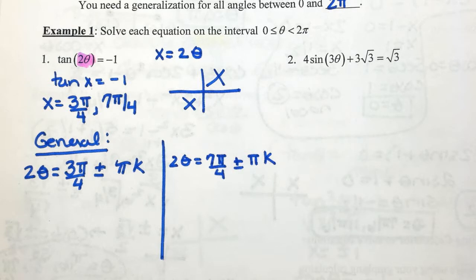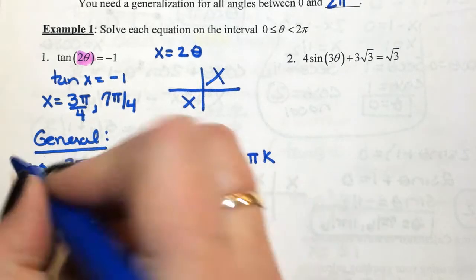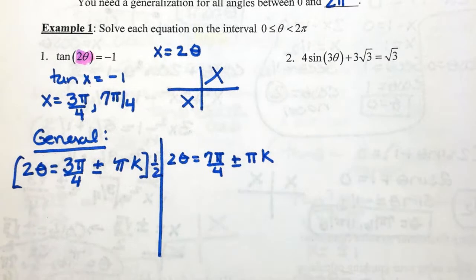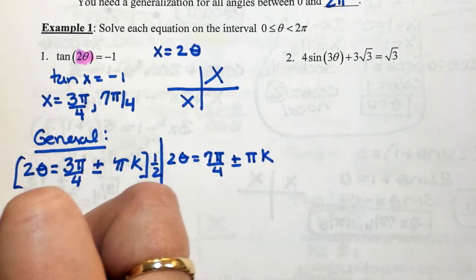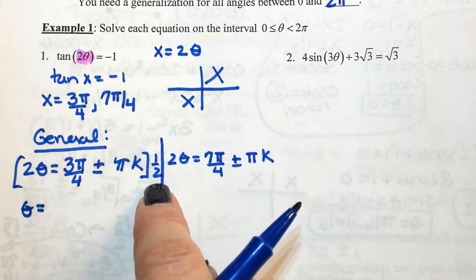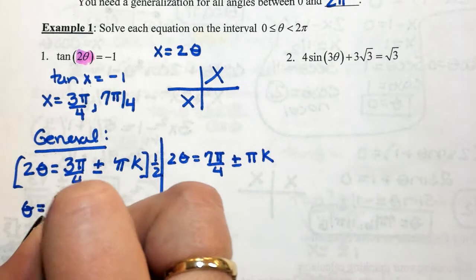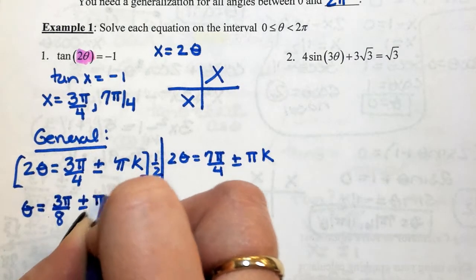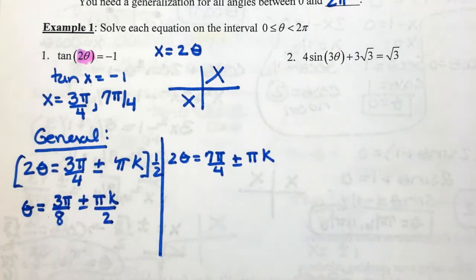So now I want to solve for theta. How can I isolate theta on both sides of this equation? I can do what? Divide by 2. Dividing by 2 is the same as doing what? Multiplying by a half. So you need to multiply everything in this equation by a half. So theta is going to be equal to, what is 3 pi over 4 times a half? 3 pi over 4 times a half is 3 pi over 8, plus or minus pi k over 2.